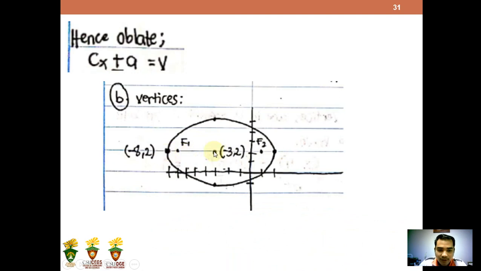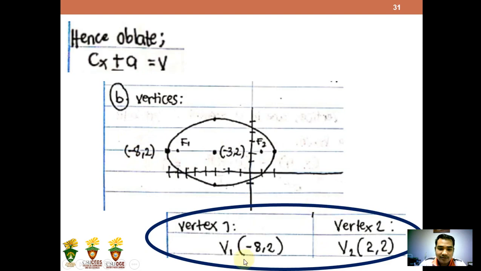So, therefore, for the vertex in that part, we just subtract 5. Negative 3 minus 5 is negative 8. Negative 8. And since it is straight, y stays as 2. On the other side, from the center, we add 5. Then we have these values. Vertex 1 is negative 8, 2, and vertex 2 is 2, 2. It is because negative 3 plus 2 is 2, so 2.